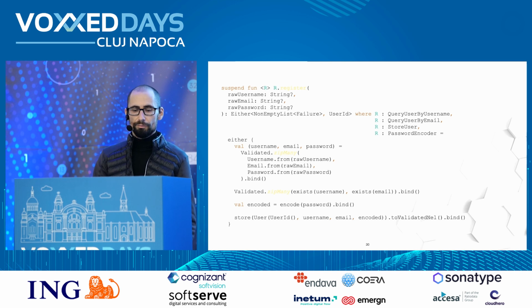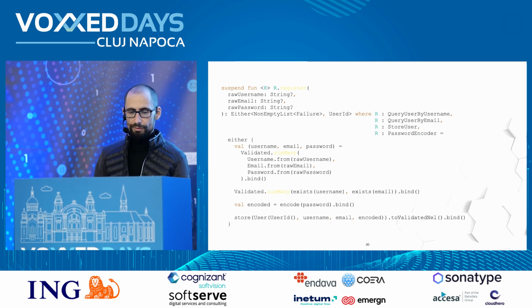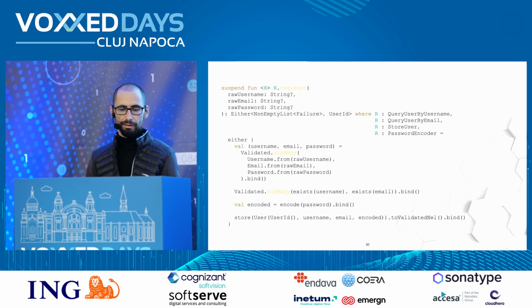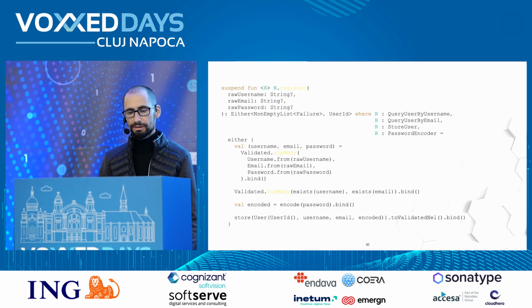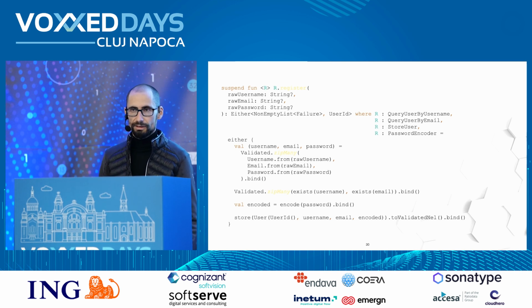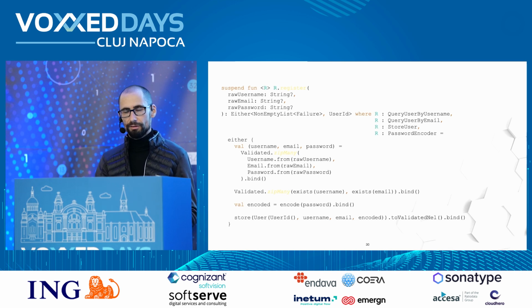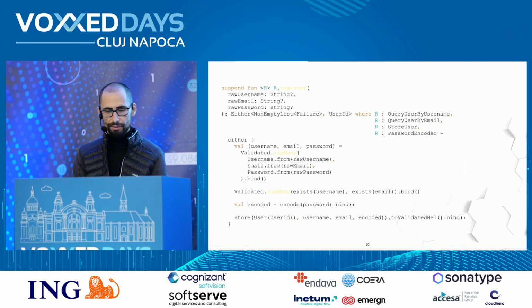Then we're going to encode the password. The encode function, as you might have guessed, comes from the password encoder. And then we are going to store the user, and the store function returns an either, so we need to put it into a validated non-empty list in order to satisfy the return type that we have for this function. And the store function will return the user ID that we have in the return type at the top.